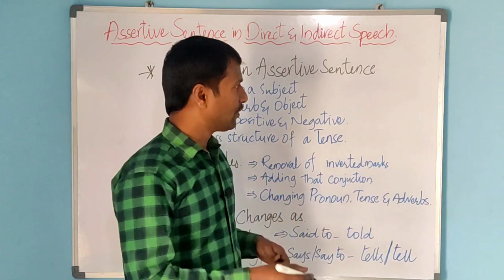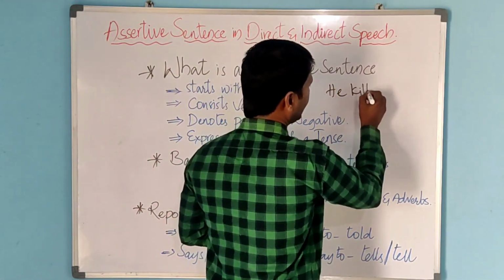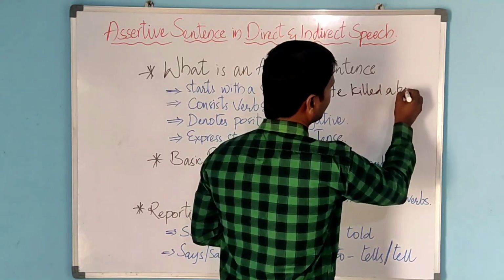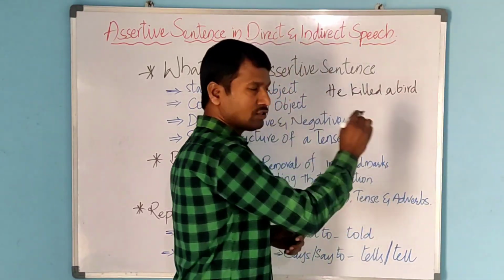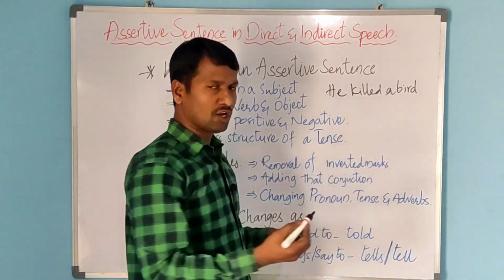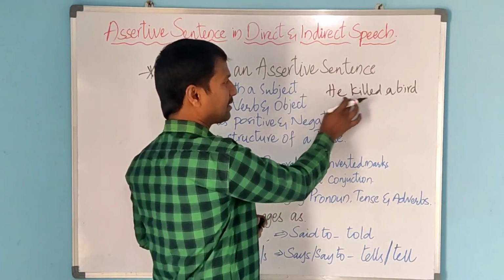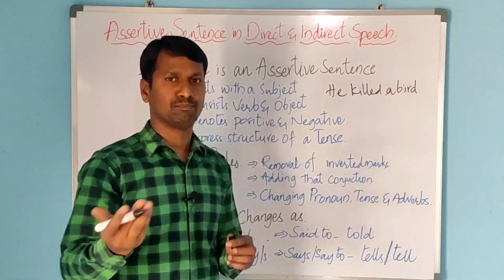For example, if I write that he killed a bird. In this sentence, he is a subject here, killed is a verb, bird is an object. This sentence has a structure. The structure is subject plus V2 plus object. It is simple past tense.